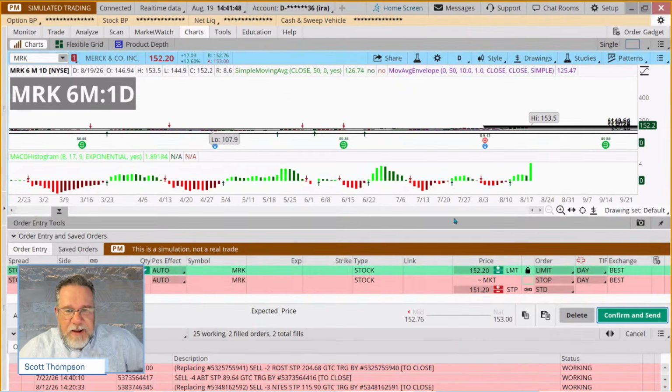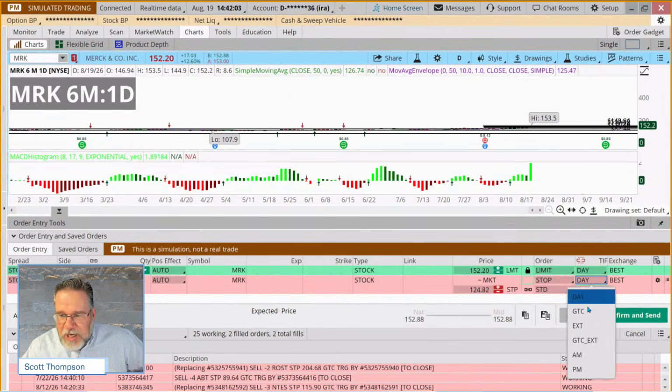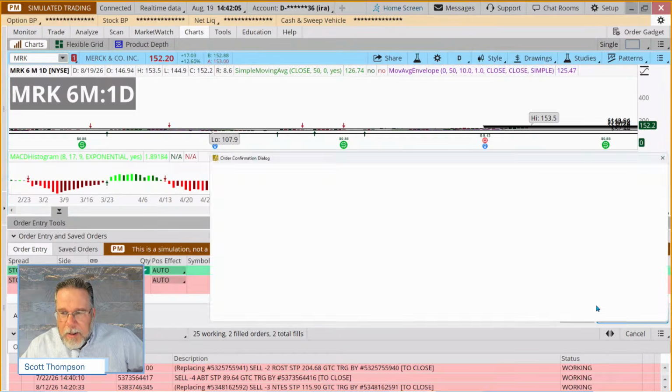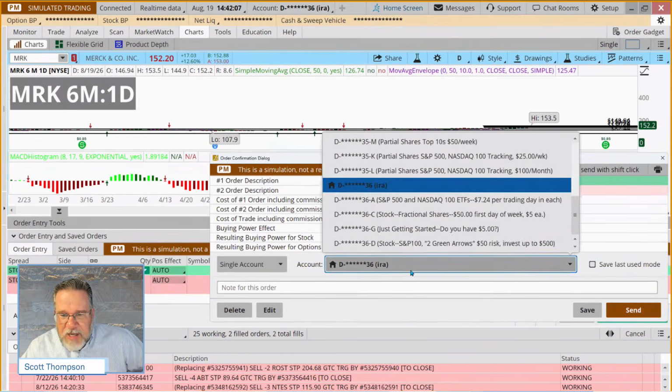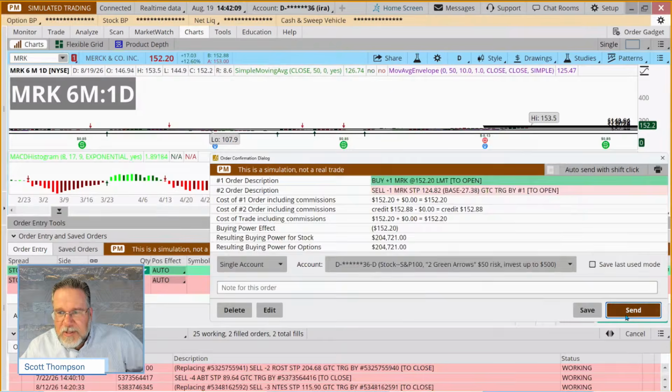Let's shrink this down again. We're going to go in there at 152.20, our stop. And then the moving average value today is at 124.82. All right. And we're just going to do one share at that level. Okay. Again, we've talked about how a stop works. Green arrows, send that off.